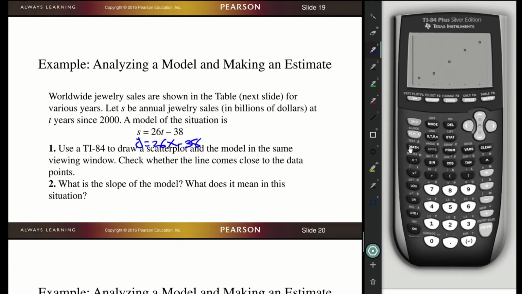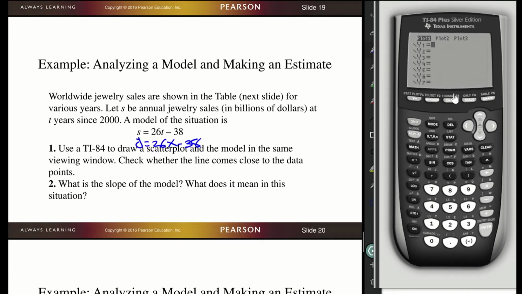So now we have to click on y equals, and now we're going to use that 26. We can use this for x minus 38. Now if we hit graph again, you'll see it'll plot the line right there for us. And as we can see, that is in fact a very good best fit line for this scatter plot.